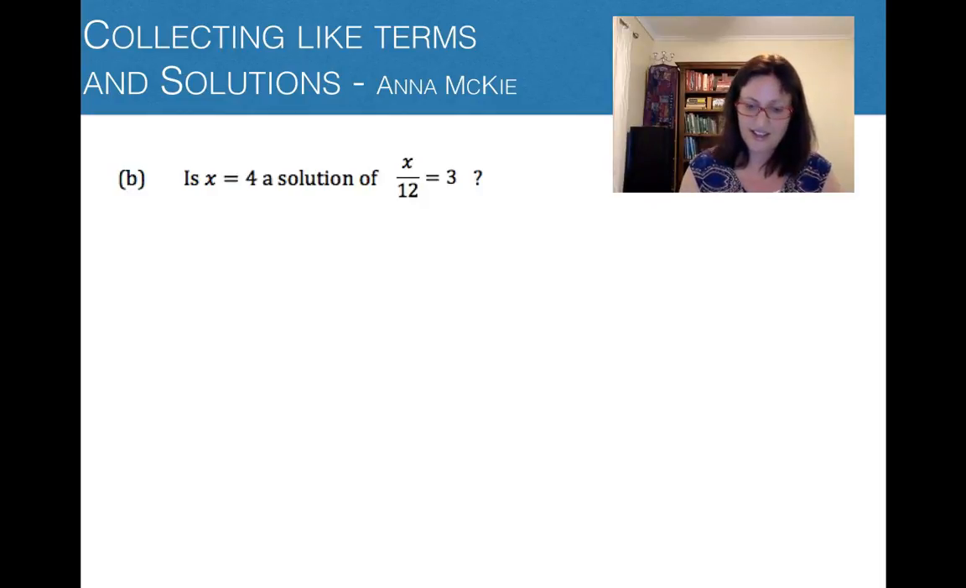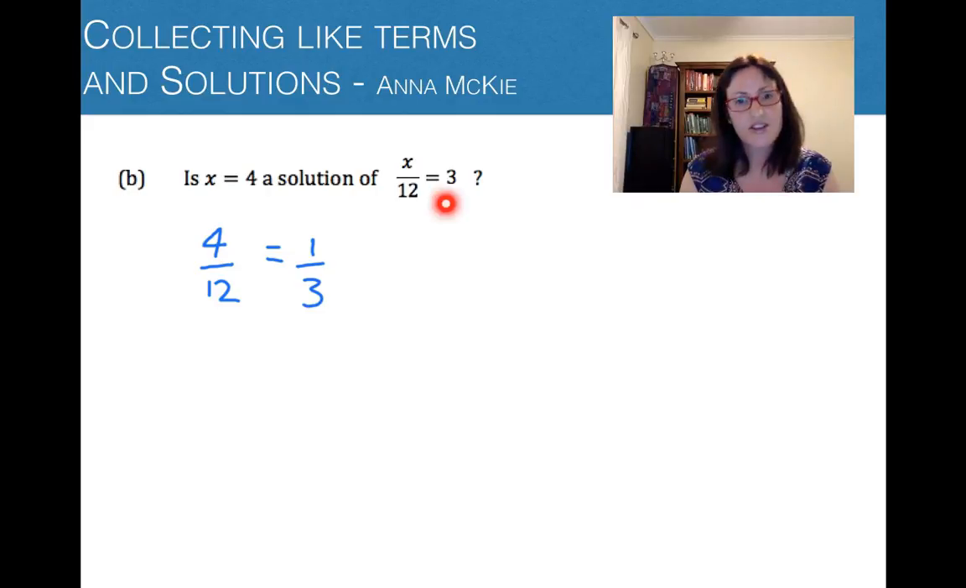So in this case, is x equals 4 a solution of this equation? So it means if we put 4 in there, will it end up equaling 3? Let's try it out. So where we see an x, we're putting a 4. So we write 4 on 12. Let's write what that's equal to. You can either cancel that down if you know how to, or feel free to use your calculator. 1 on 3. So is 1 on 3 equal to 3?